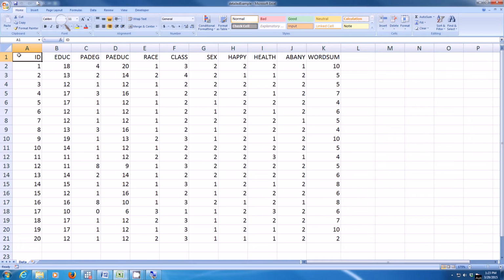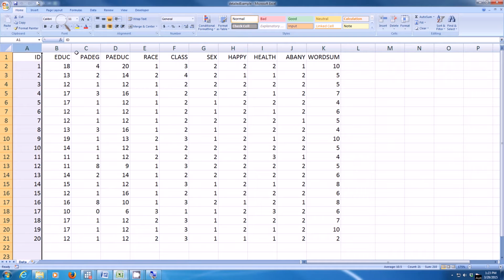This detailed example looks at measures of variability. We're going to be using the random sample of 20 cases from the 2012 General Social Survey. And we're going to use two variables. One will be social class and the other will be education.